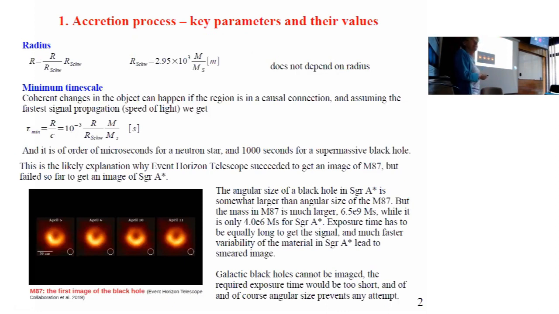Now the second quantity, which is important, is the radius, but we already discussed in the case of accretion efficiency that the nice way to measure the radius is through the ratio of the radius to the Schwarzschild radius, and this is how it looks in numbers. Sometimes I have meters, sometimes I have centimeters.